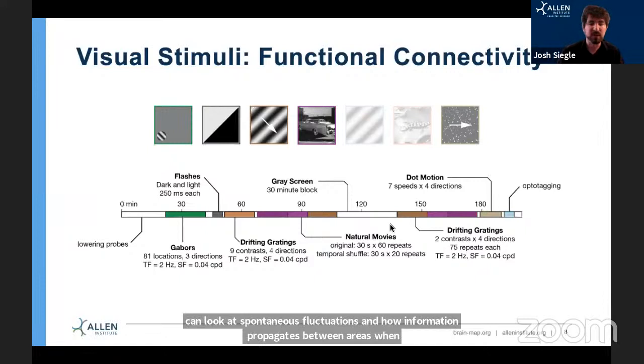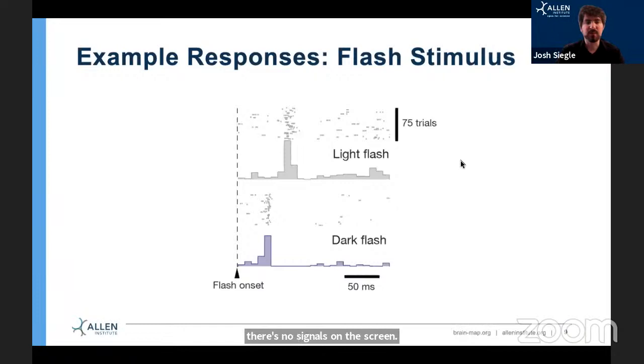This is just an example of the response of one cell to a flash stimulus, which is another type of stimulus that we show, where the screen just turns from gray to white or from gray to black. And here you can see the very fine temporal resolution that we get. You can see very clear differences between the response of this cell to the light flash versus the dark flash. Differences on this timescale would be washed out in the two photon imaging data, but we see them very clearly with our spike raster.